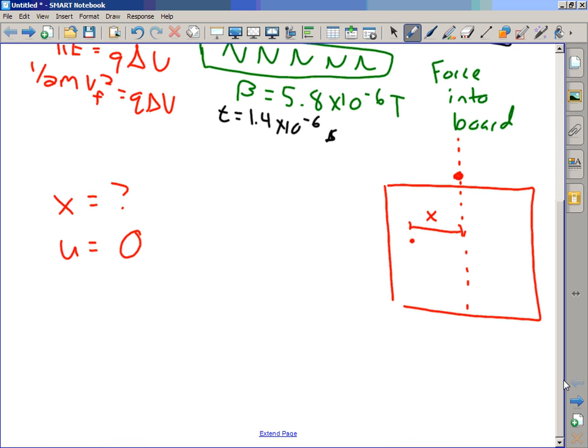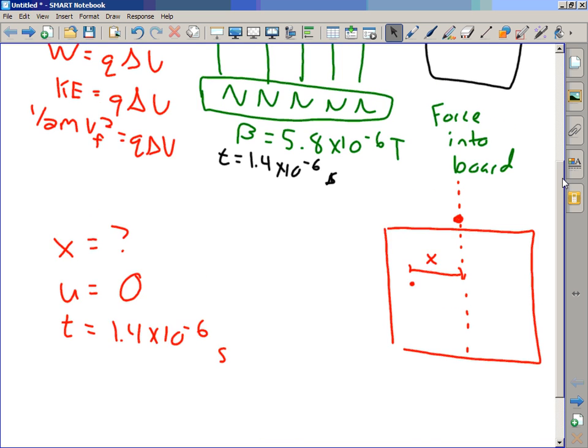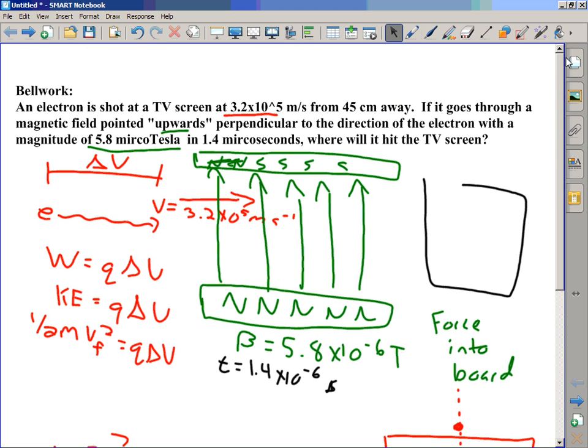The initial velocity is 0. They also give us time: t equals 1.4 times 10 to the negative 6 seconds. Let me talk about where I got that time from. I got this time from the velocity. I knew the velocity going in was 3.2 times 10 to the 5th, going straight at the screen, and the screen is 45 centimeters away. So I got the time it takes the electron to hit, assuming pretty much constant velocity in that axis, straight in. I got it from v equals s over t.